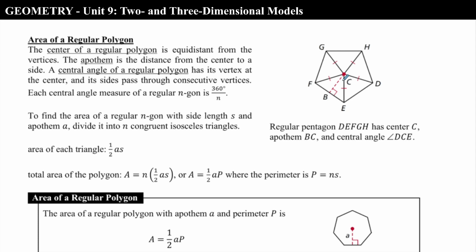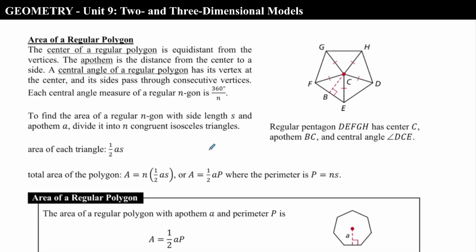To find the area of a regular n-gon with side length s and apothem a, you divide it into n congruent isosceles triangles, because if you notice, each of these pieces is an isosceles triangle. And since we have 5 sides on this pentagon, we have 5 isosceles triangles. So the area of each triangle is 1/2 a times s. A is our height, our side length is our base for this triangle. So we just found the area of the triangle.